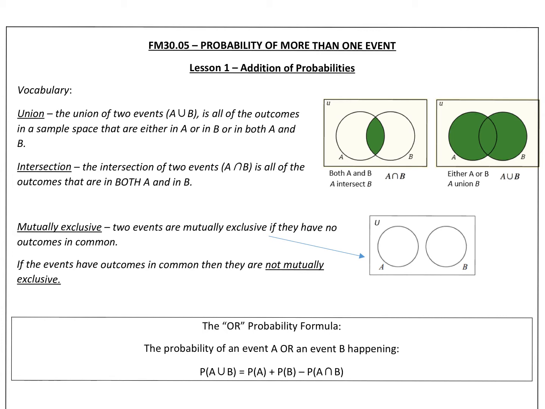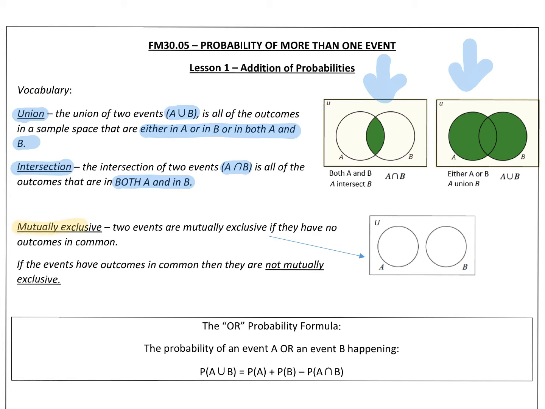calculate those probabilities. Just a quick reminder of things that we looked at in past outcomes, union and intersection. Remember that the union is represented by A union B, and it's all of the outcomes that are in either A or in B or in both A and B. This diagram represents the union of A and B. The intersection is represented by A intersection B, and it's all of the outcomes that are in both A and in B. That's represented there.